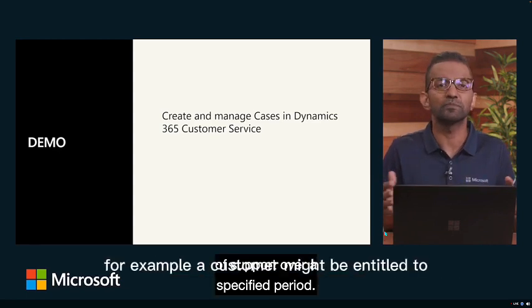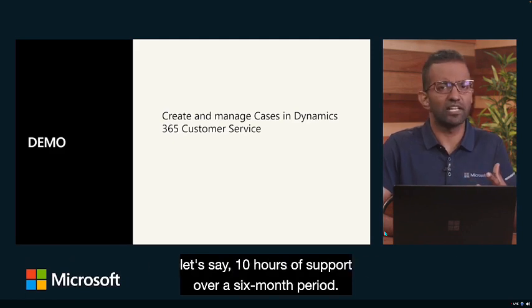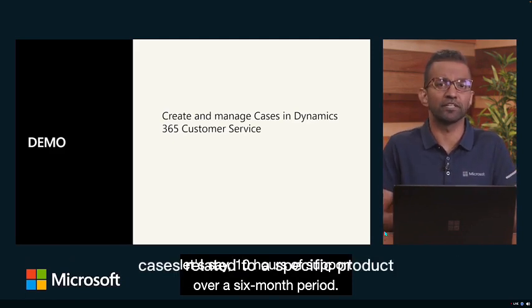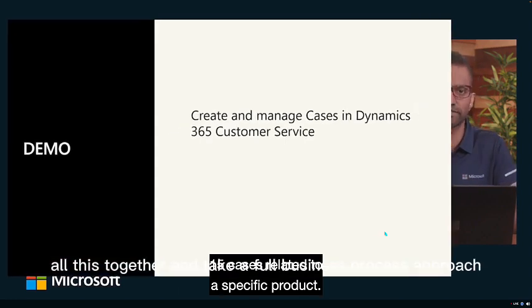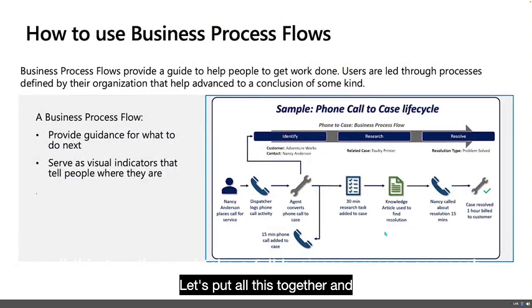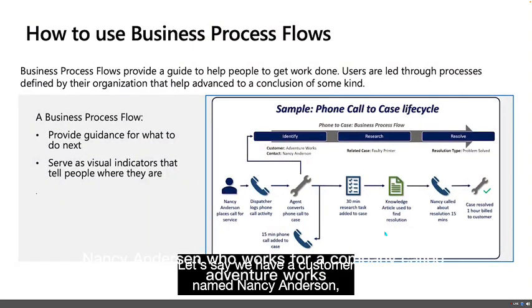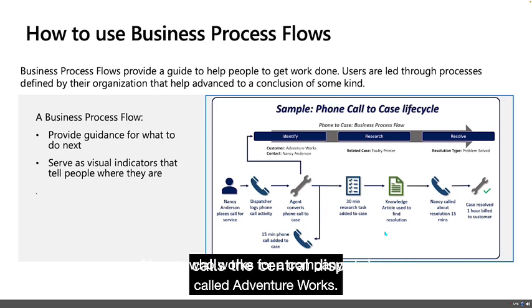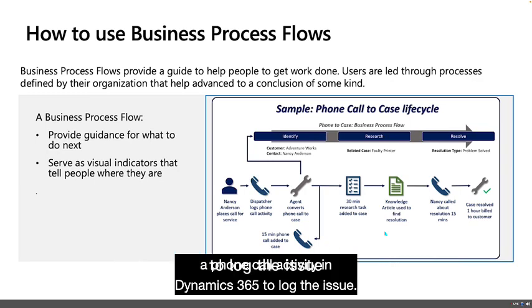For example, a customer might be entitled to, let's say, 10 hours of support over a 6-month period, or they may be able to open 15 cases related to a specific product. So let's put all this together and take a full business process approach. Let's say we have a customer named Nancy Anderson who works for a company called AdventureWorks. Nancy calls the central dispatcher to report an issue that they're having. And the dispatcher is now going to create a phone call activity in Dynamics 365 to log the issue.